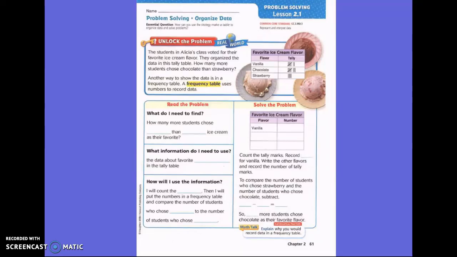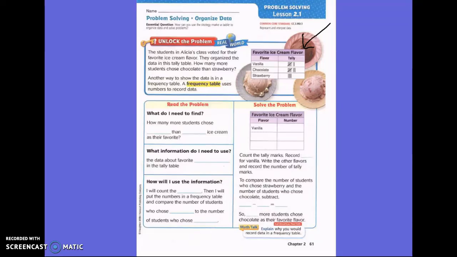Okay, so you can see right here, this is the tally table. There are tally marks for everybody's vote, right? Okay, they're telling us that we could also use a frequency table and write numbers instead of tallies. Now, let's find what we need to find.